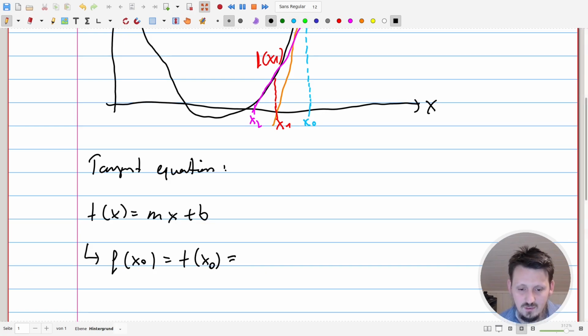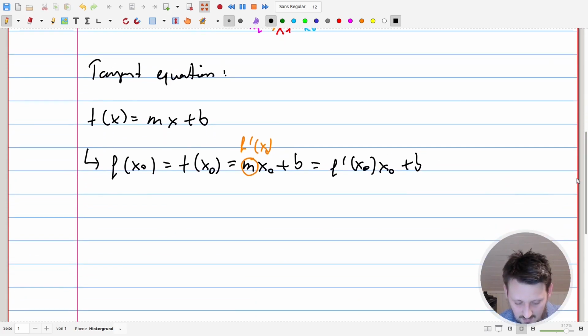And if we insert this x0 in our tangent function, then we have m x0 plus b. And also, because we know already, as I said, the slope is equal to the derivative of f with respect to x at the position x0, we can directly write f prime of x0 times x0 plus b. Okay, and this is already the ansatz that we have.